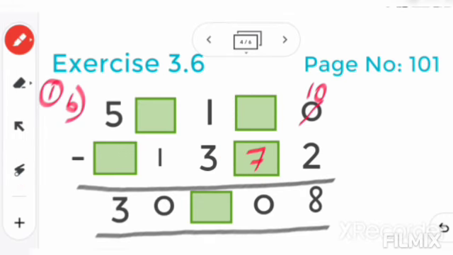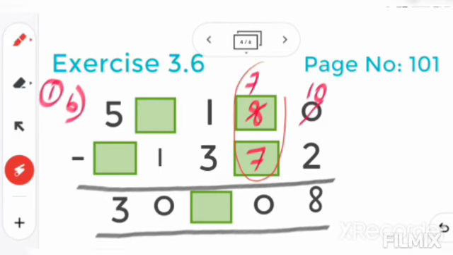So suppose here if it is 7, so here also it should be 7. But we are borrowing 1, so it should be 8. Then only this place will be 7. So this should be 8. So from 8 if you borrow 1, 7 will remain. So 7 minus 7, 0. Understand?